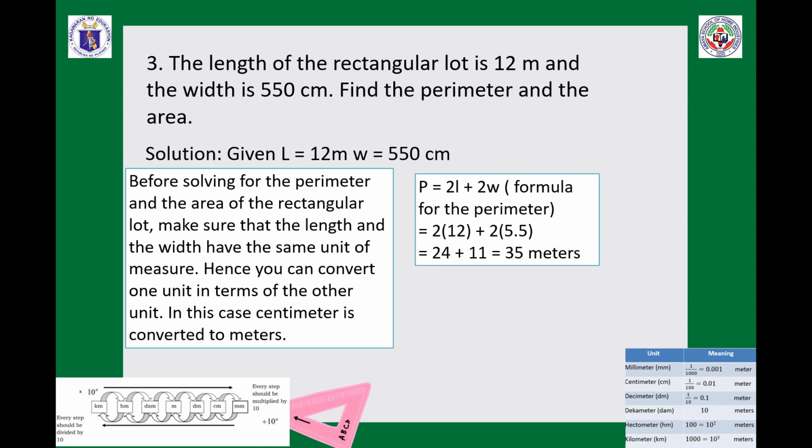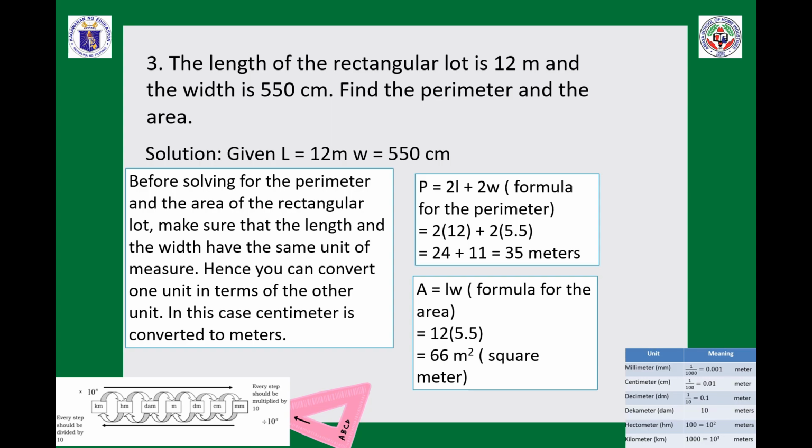2L plus 2W for the perimeter, that is 2 multiplied by 12, which is our length, plus 2 times our 5.5, which is the converted value of the width. 2 times 12 is 24 plus 11 is equal to 35 meters. So our perimeter of the rectangular lot is 35 meters.